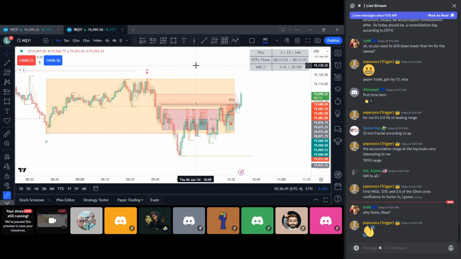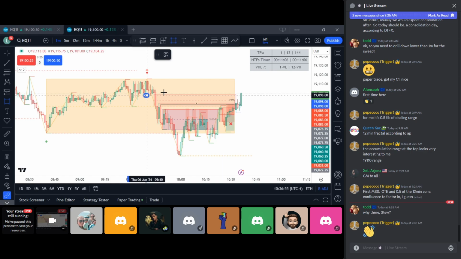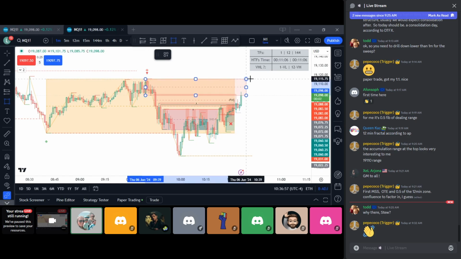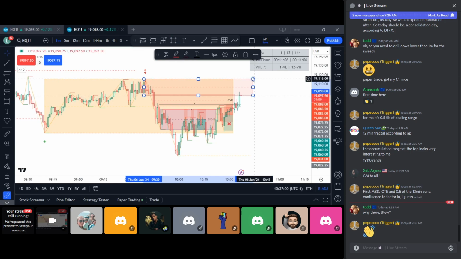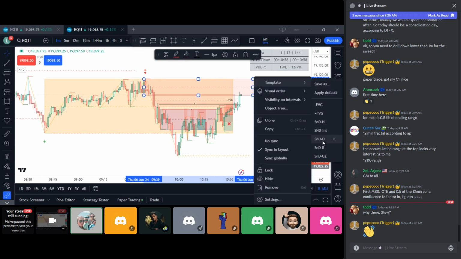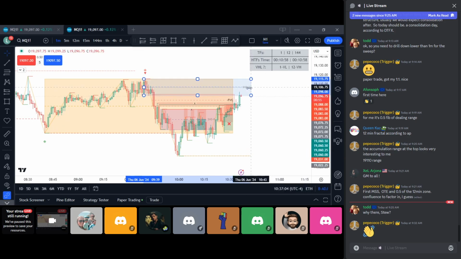And you would consider the first move up that caused the leg of the structure break would be our S&DO. Origin? Yeah. Same thing, okay.